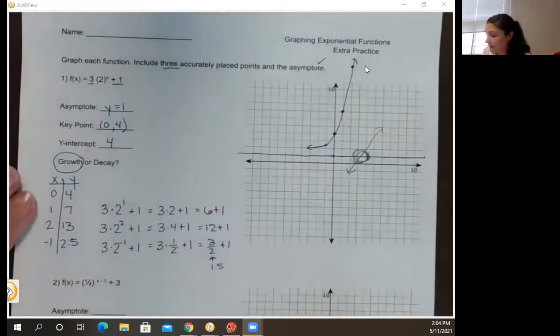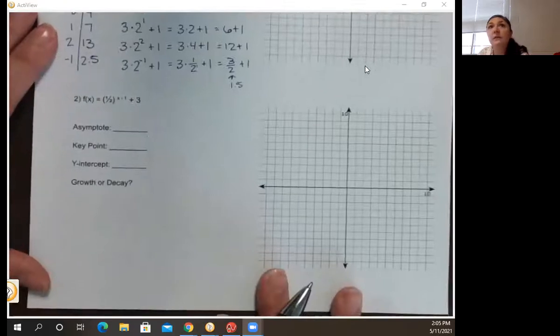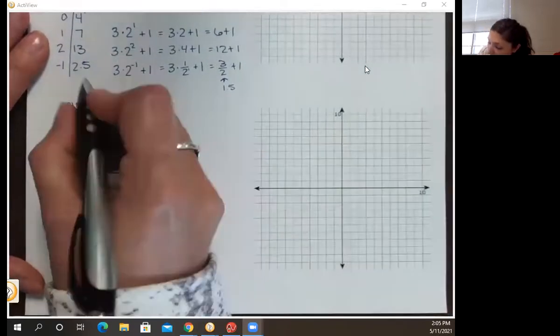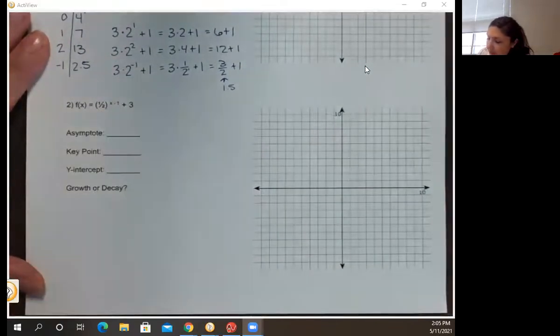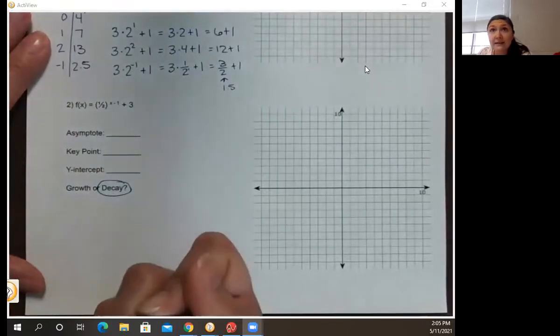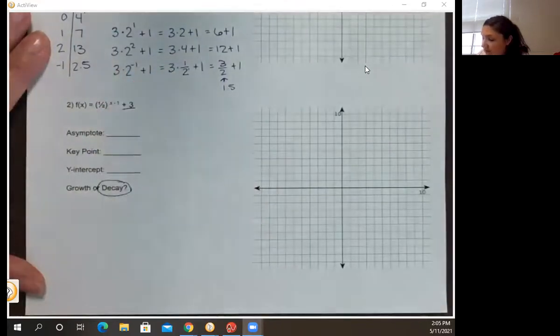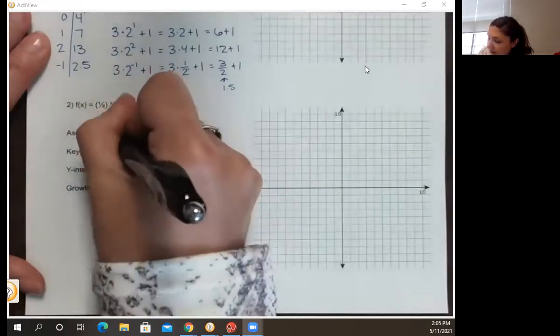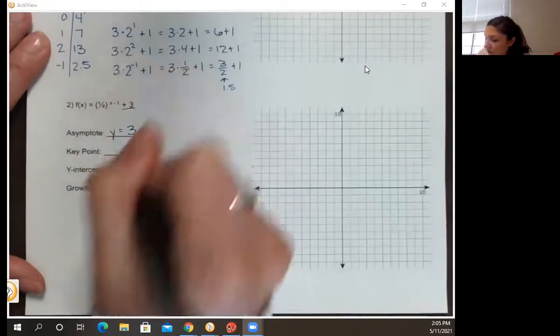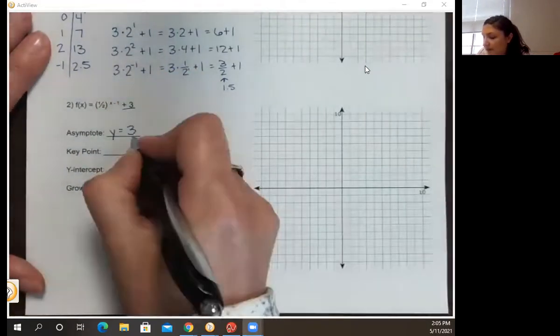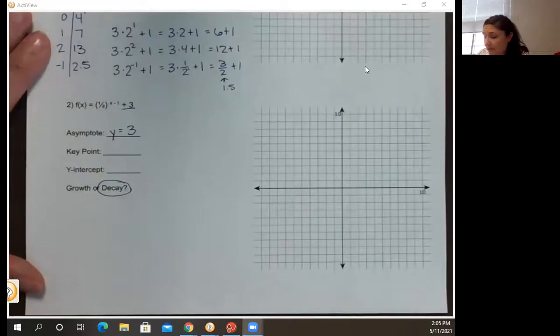Okay, let's take a look at another example. For number 2 here, the base for my exponent is less than 1. That means that this is decay. Now, as I want to start graphing, I'm going to look at my asymptote. Remember, I look at the end of my function. Since I'm adding 3, my asymptote would be y equals 3. Since it's positive, y equals positive 3.